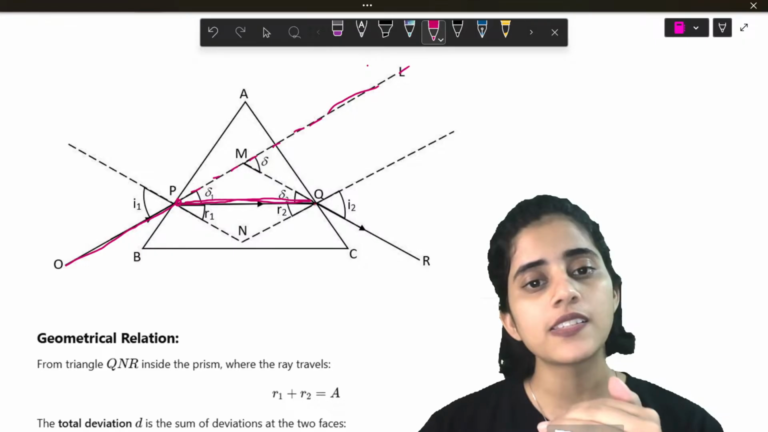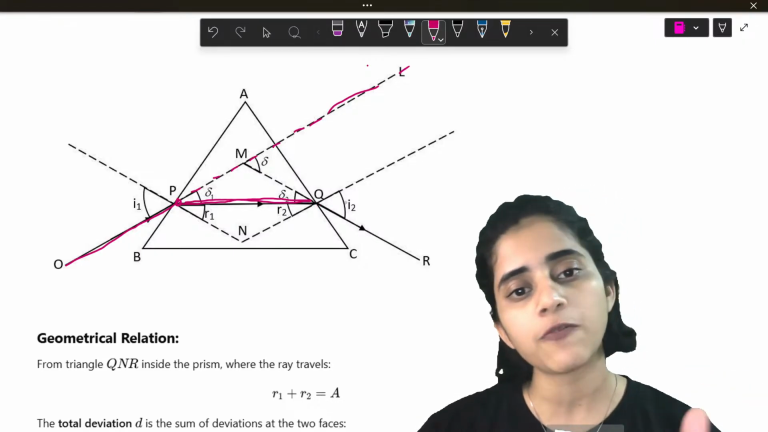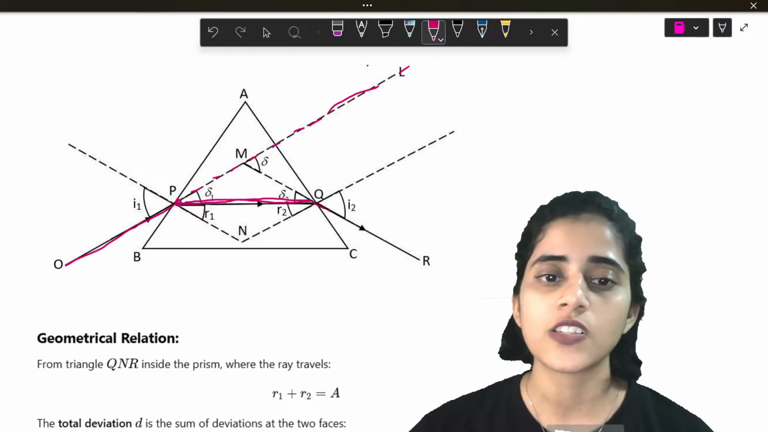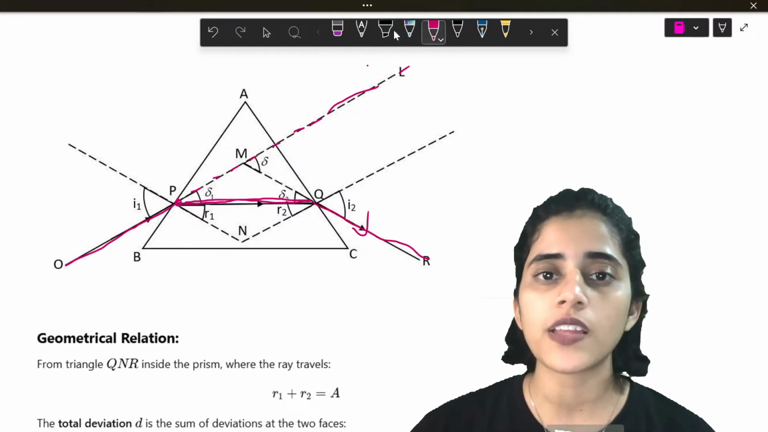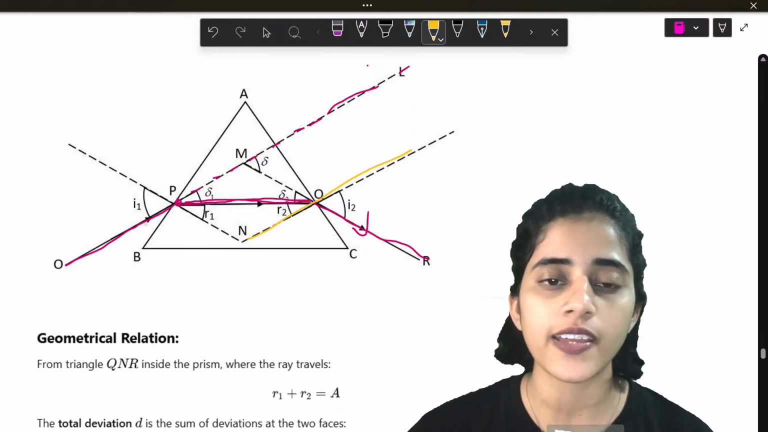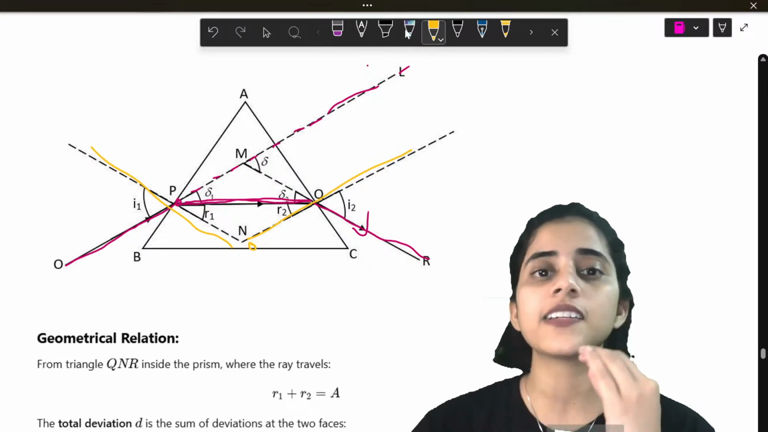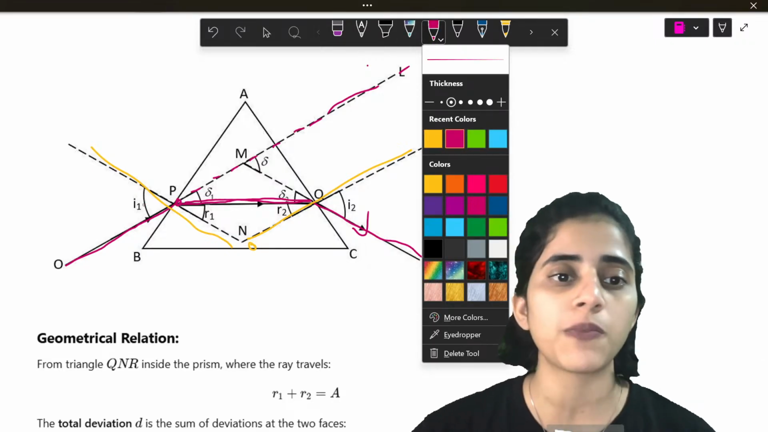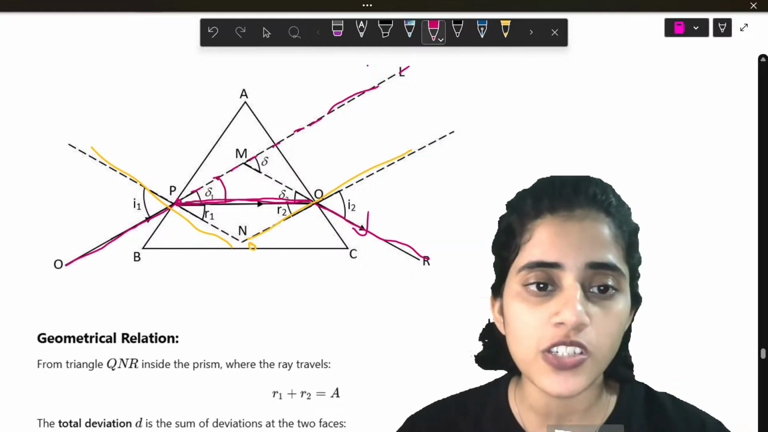The ray bends like this. Now if the second surface was absent, then the ray would have passed straight, but it's there. So what happens? The ray bends again. Now what are the normals? The normals are these two lines. So the deviation from the initial path: the initial incident ray is bent, so the deviation is this much.